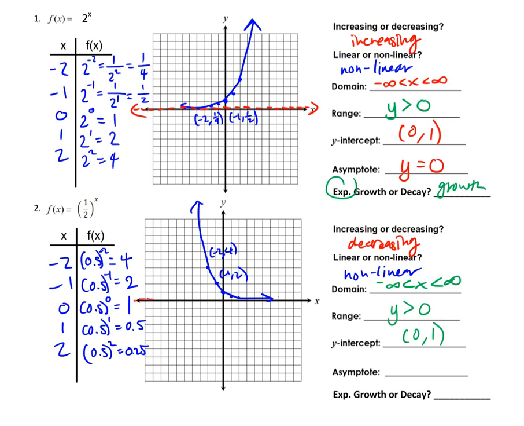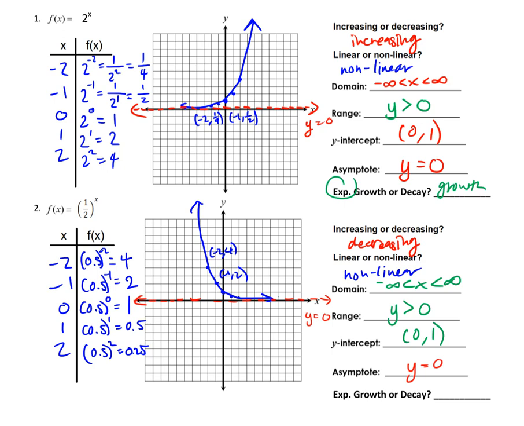The asymptote is going to be the same as the other one as well. I'll draw that a little bit better. As you can see here, this basically says the graph is not going to cross that line. So this asymptote is the line y equals 0.